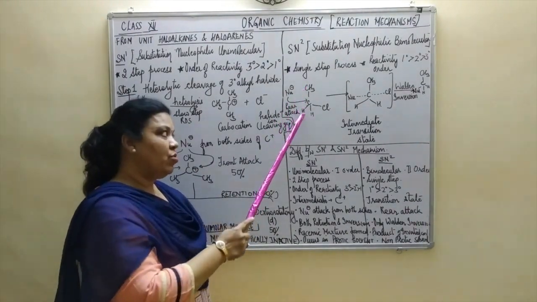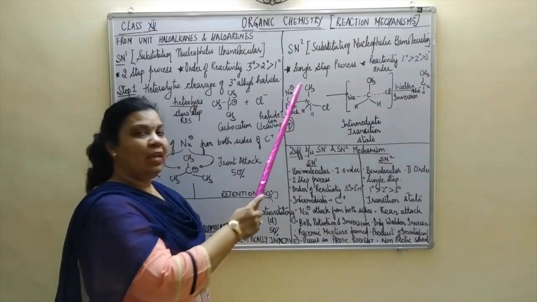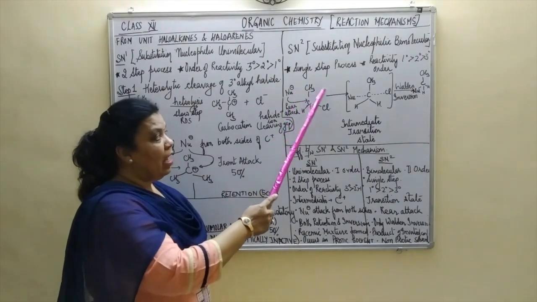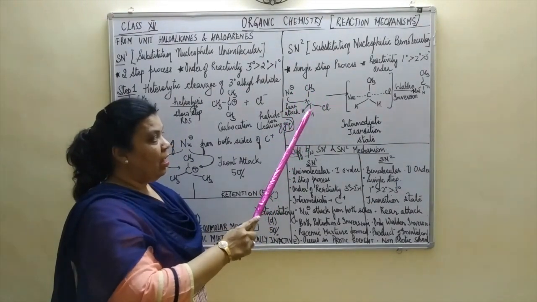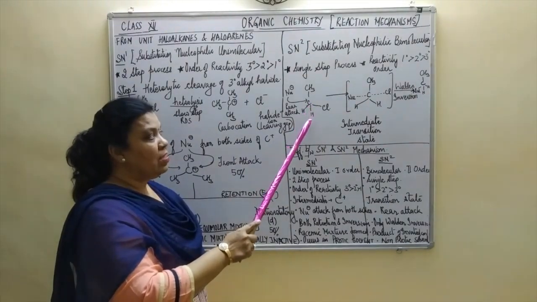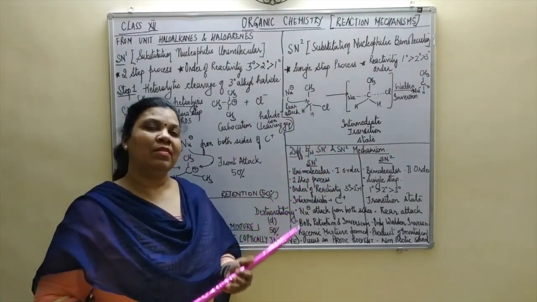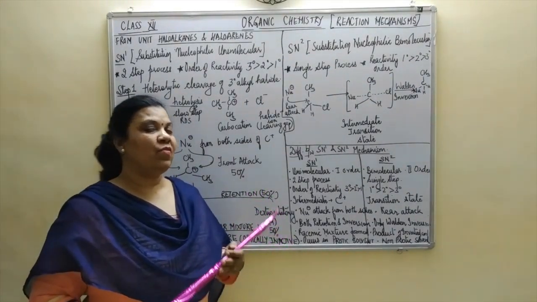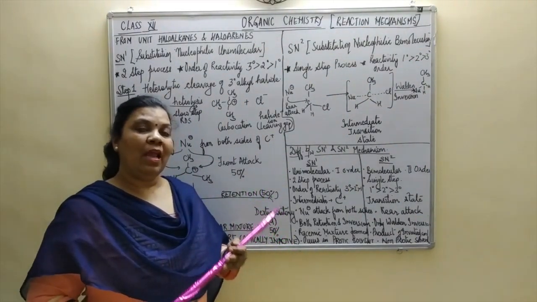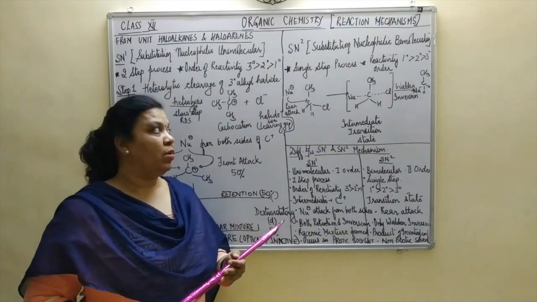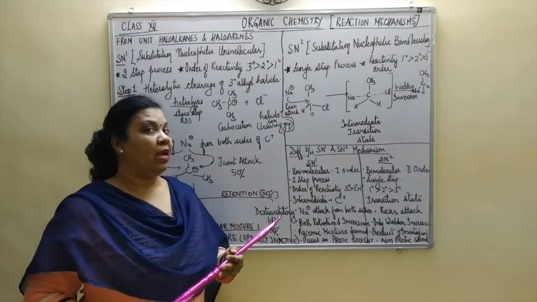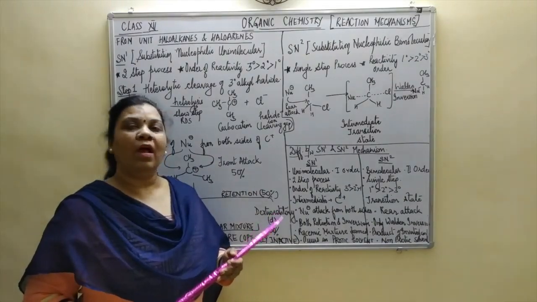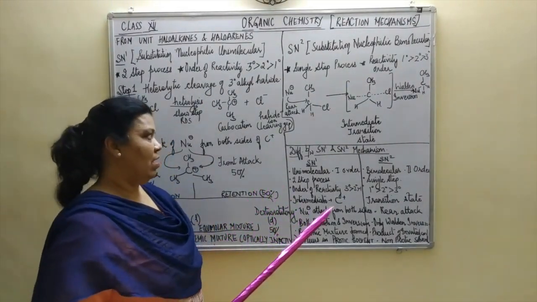Now look at the structure. This alkyl halide is a 1 degree alkyl halide. 1 degree alkyl halides are more reactive since there is less steric hindrance, whereas in case of 3 degree, which are least reactive, the 3 bulky alkyl groups attached to the carbon make greater steric hindrance and do not allow the nucleophile to attack easily.